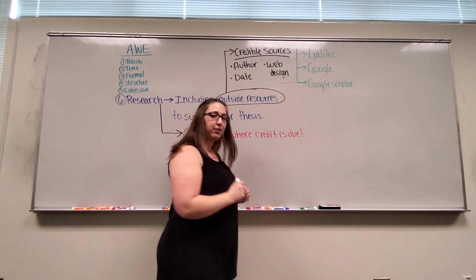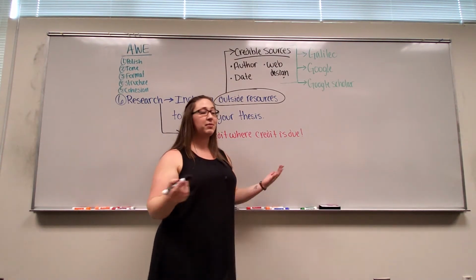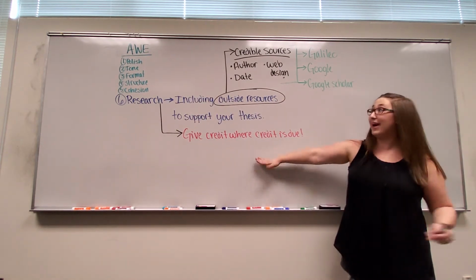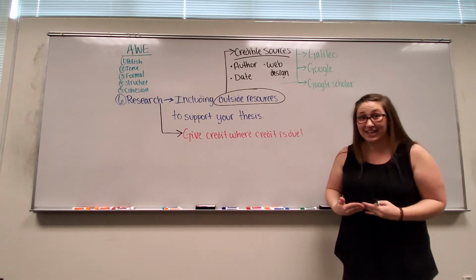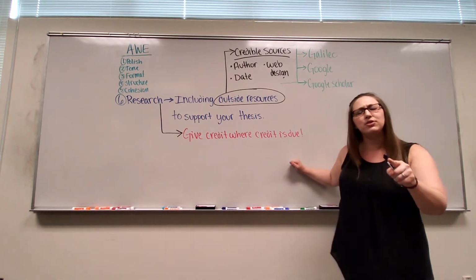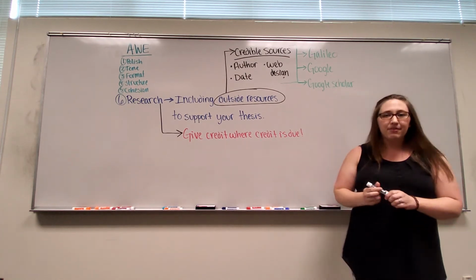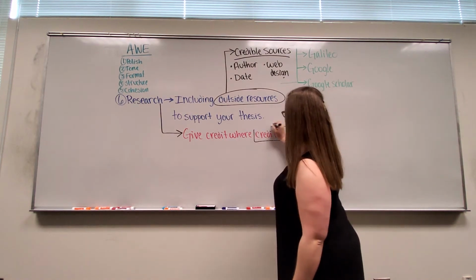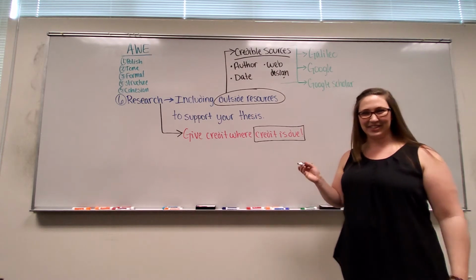Like, if you plagiarize, you're going to fail this paper, and then you might fail the class. Like, just don't do it. Give credit where credit is due. And as you'll learn in the ethos lecture, it builds your ethos. It builds your credibility. So give this credit where it is due. Now, credit where credit is due, what does that look like?